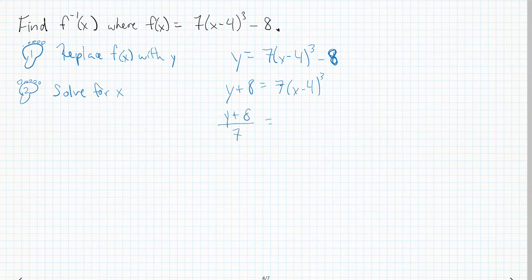And so our next step there would be to divide both sides by 7. And now we have a cube over on that right hand side. How do we get rid of the cube now that that x minus 4 is grouped inside of there? So the way to get rid of the cube is to take the cube root. So we take a cube root of both sides. We get the cube root of y plus 8 over 7 equals x minus 4.